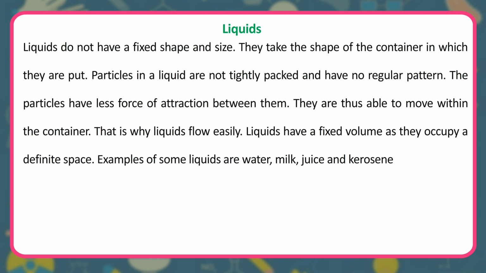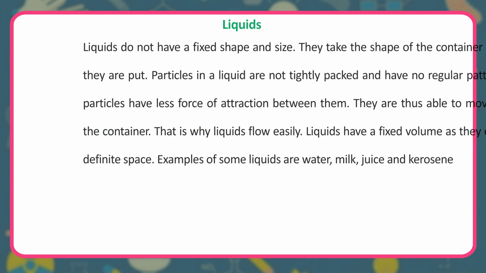Liquids. Liquids do not have a fixed shape. They take the shape of the container in which they are put. Particles in a liquid are not tightly packed and have no regular pattern. The particles have less force of attraction between them. They are thus able to move within the container. That is why liquids flow easily. Liquids have a fixed volume as they occupy a definite space. Examples of some liquids are water, milk, juice and kerosene.